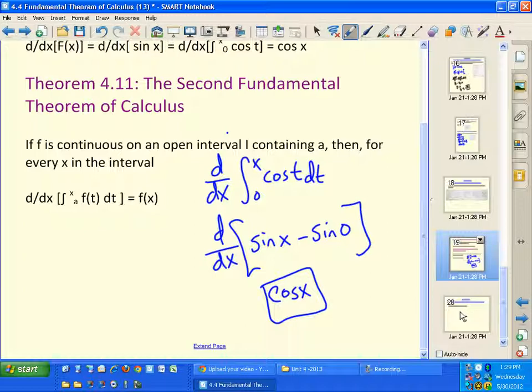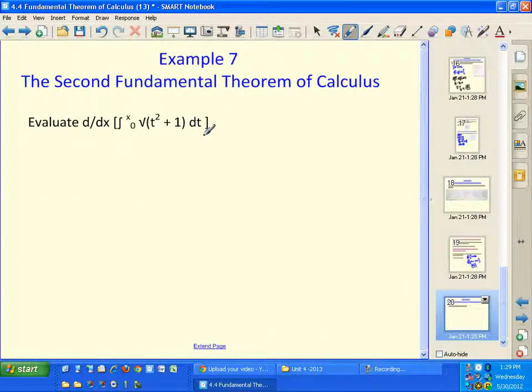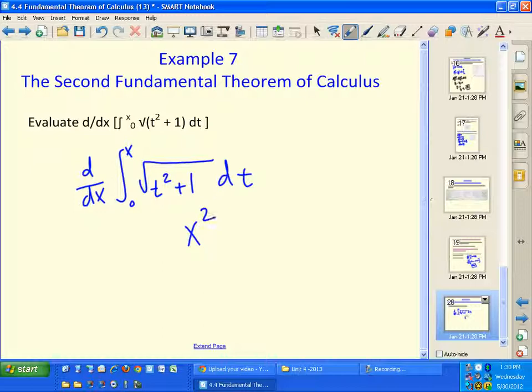Here's another example of this. Basically the second fundamental theorem of calculus is trying to give us a shortcut, and we'll do more examples with different values at the top up here, but the short and sweet answer for this one is you'd get x squared plus 1 underneath the square root. That's what you get when you take the derivative of the antiderivative: you just plug in that number. And we'll talk more about this in class.